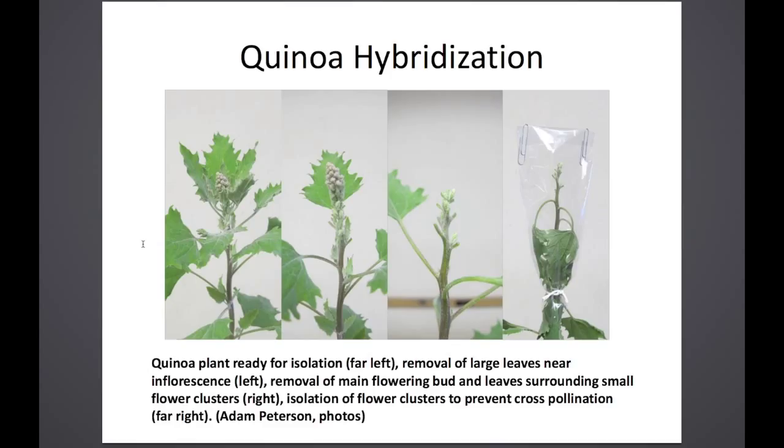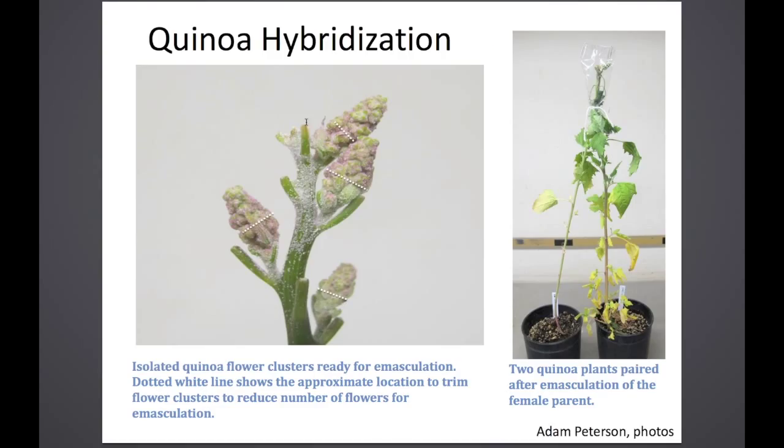Here you can see just the initial steps. From far left, we take off the leaves one by one, and then isolate a few of the flower clusters, and finally we put it in this dialysis tubing for isolation, and wait for it to flower. Just as it's starting to flower here, you can see the clusters. They're about ready for emasculation right now.